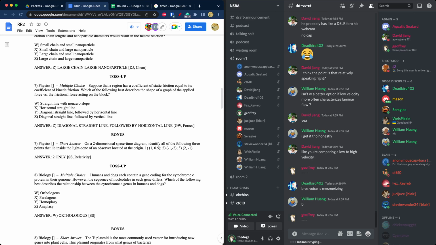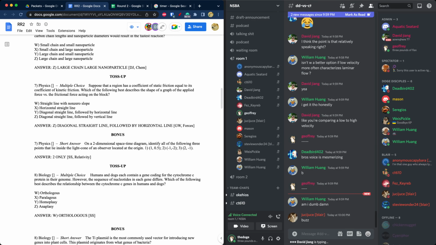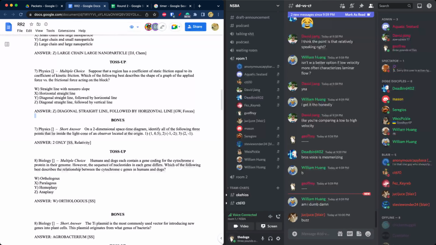Toss-up physics multiple choice. Suppose that a region has a coefficient of static friction equal to its coefficient of kinetic friction. Which of the following best describes the shape of a graph of the applied force versus the frictional force acting on the block? W. Straight line with non-zero slope. X. Horizontal straight line. Y. Diagonal straight line followed by horizontal line. Z. Diagonal straight line followed by vertical line. Y. Sorry, the correct answer is Z. Diagonal straight line followed by horizontal line.